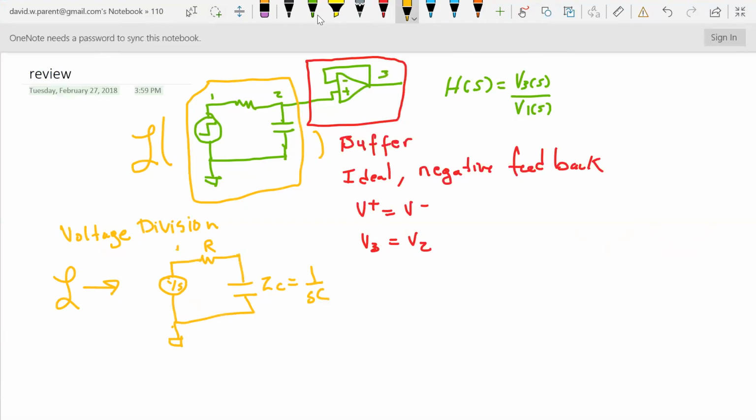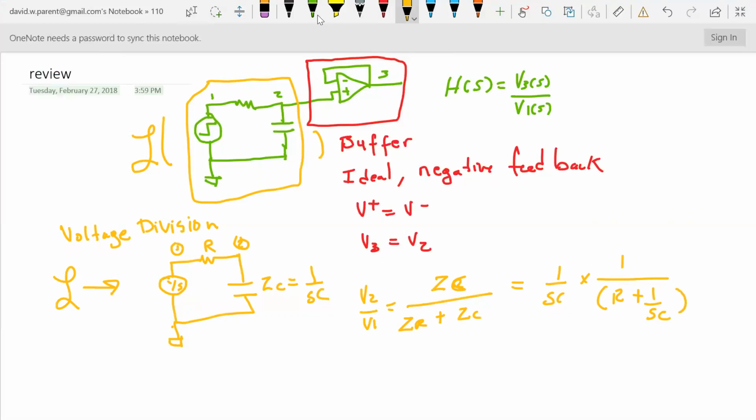All right, and we have node 1, node 2. Now, with voltage division, we can just put ZC over ZR plus ZC, all right? And this is V2 over V1, right? That equals 1 over SC times 1 over R plus 1 over SC.